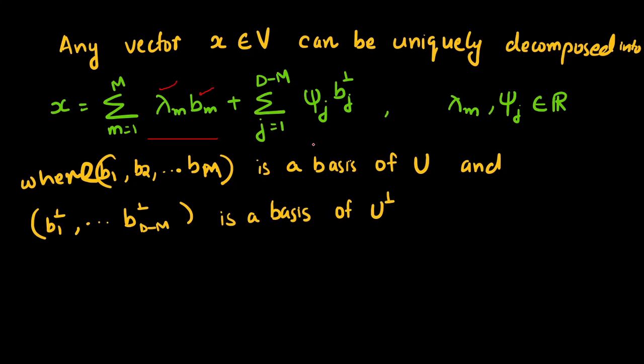And the second part is its complement vector space U complement, with its corresponding coordinate values, and b complement are the basis vectors of U complement.